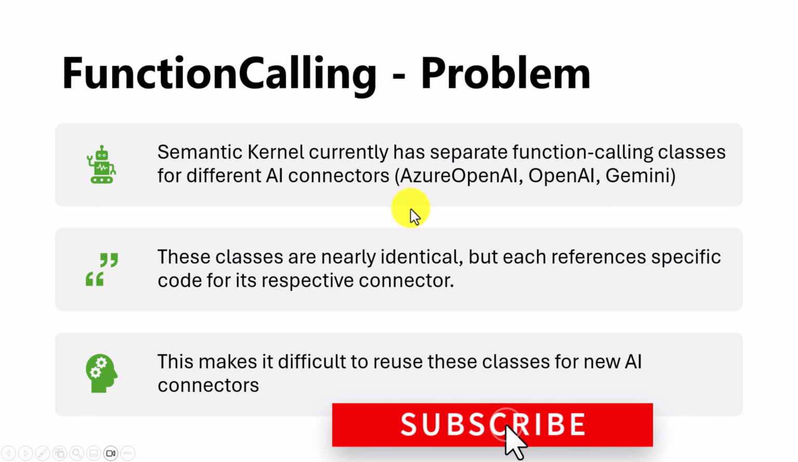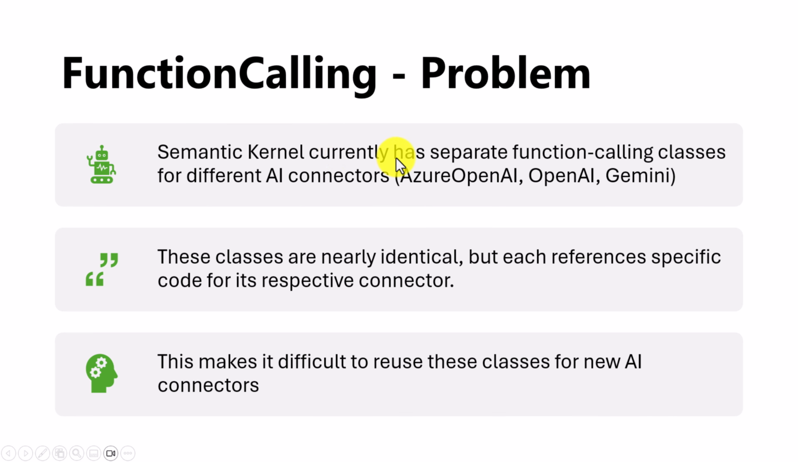First, we'll understand what is the problem in our current function calling concept. Semantic Kernel currently has separate function calling classes for different AI connectors. Azure OpenAI, Gemini or other models, you can use function calling in Semantic Kernel, but the approach is completely different. The concept remains the same, but the code is specific to the respective connector. So we have to maintain separate code for each connector. To avoid this difficulty, the Microsoft team has introduced the new way of function calling so that we can reuse those classes for a new AI connector.